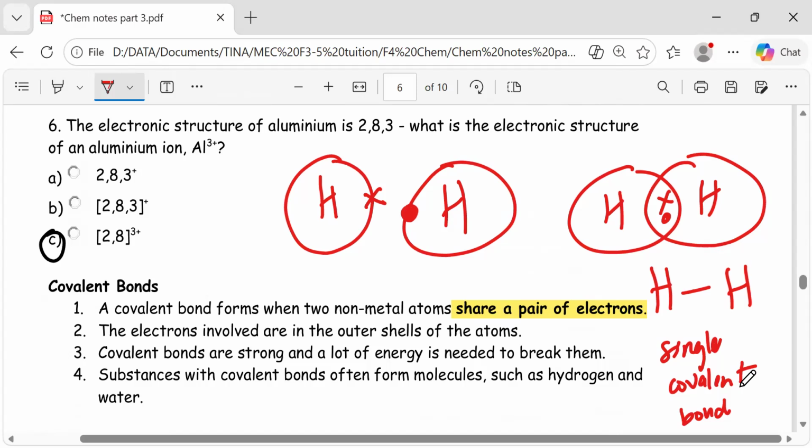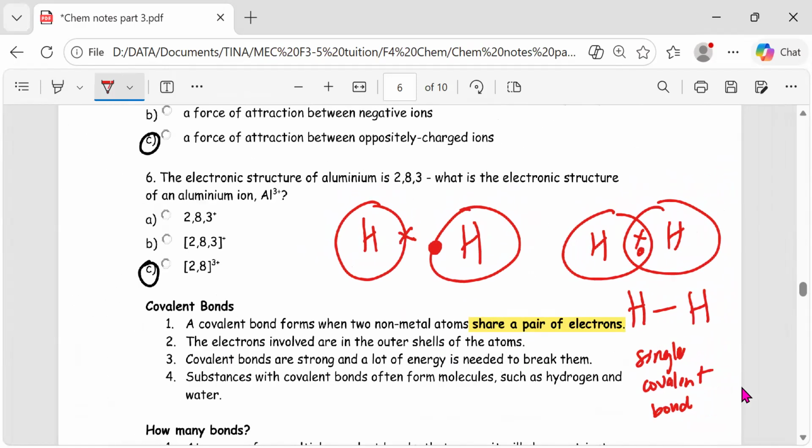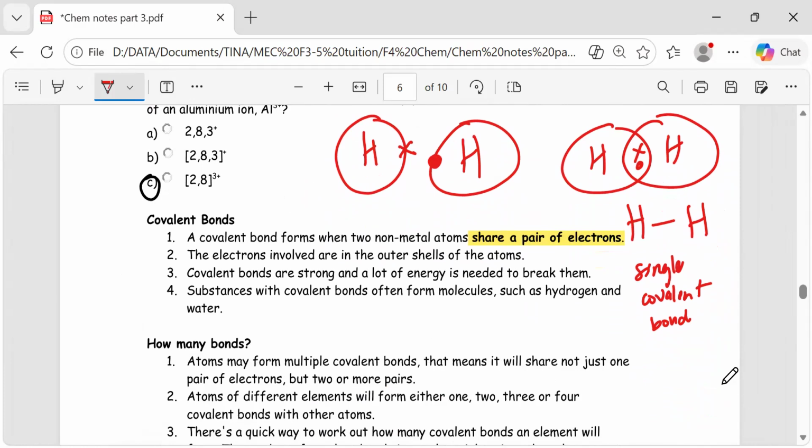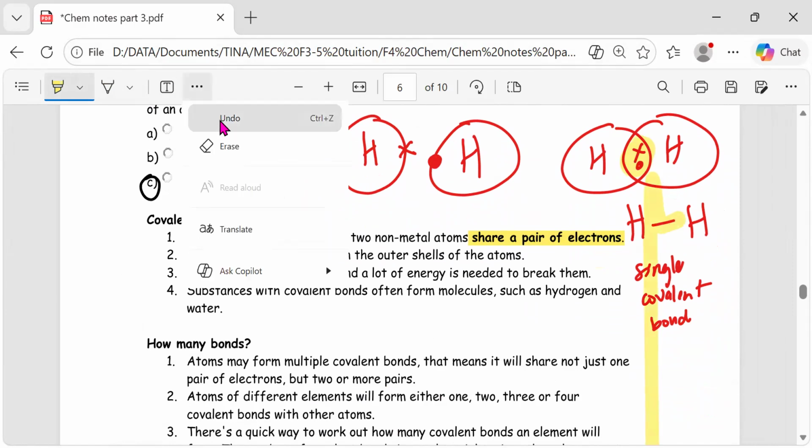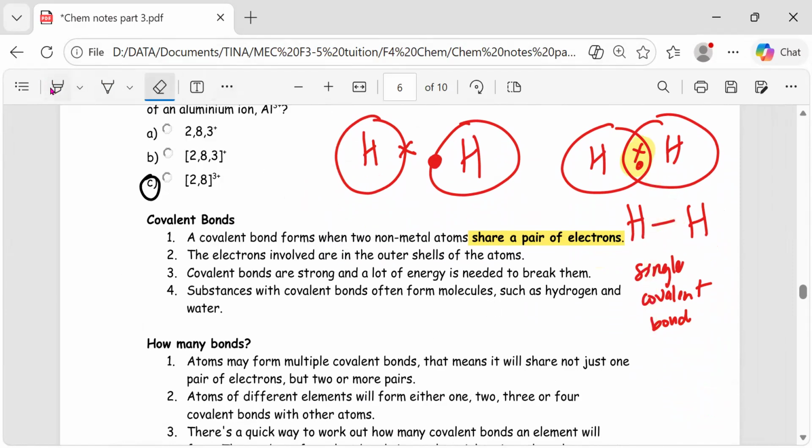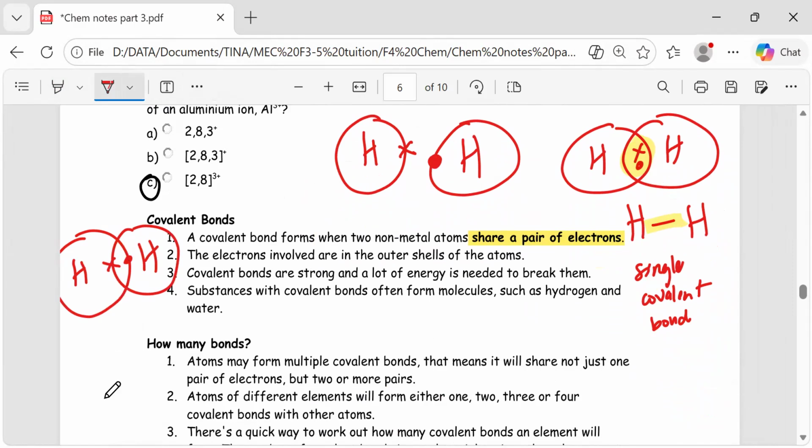Now, one line represents how many electrons are shared? A pair. One line represents two electrons shared. You can draw like this in the middle. Sometimes your teacher will say it's okay to draw like this, but this is absolutely wrong.